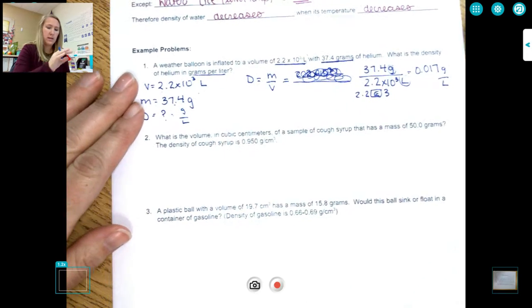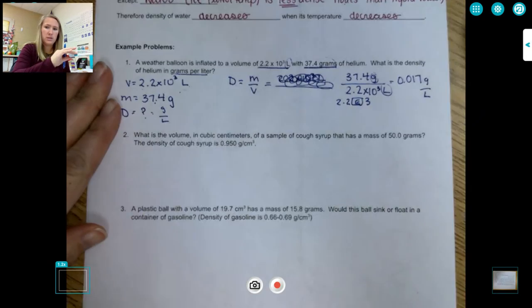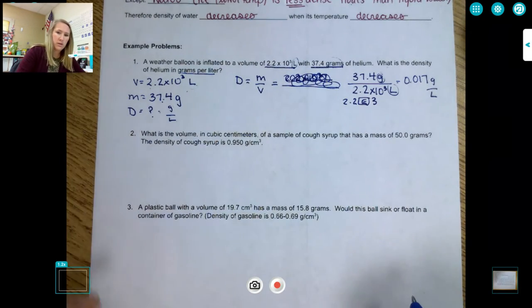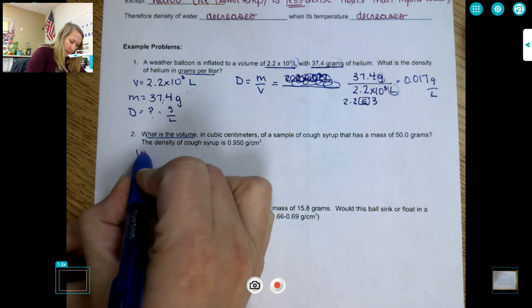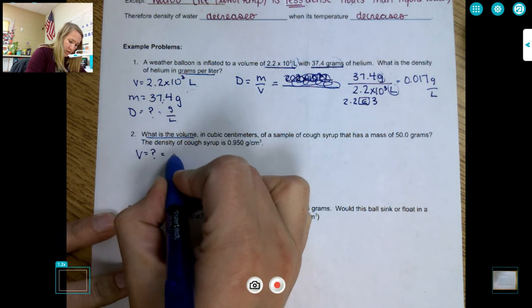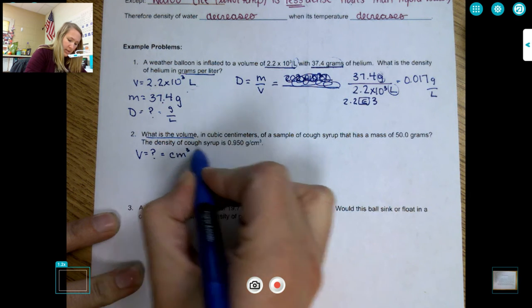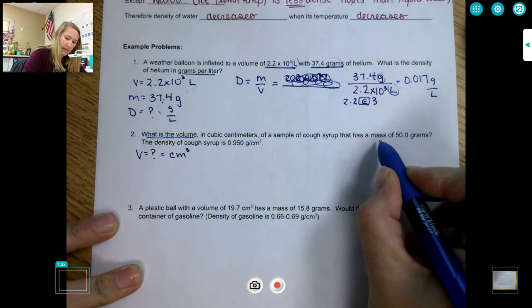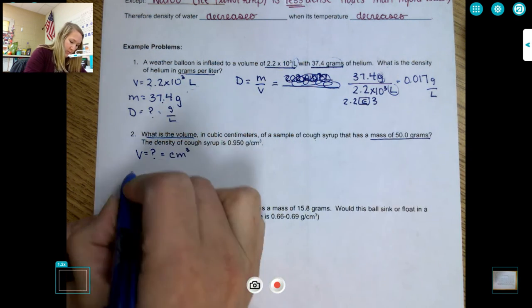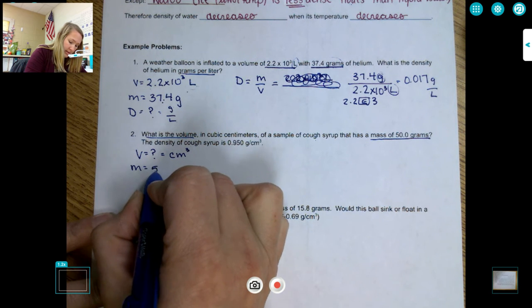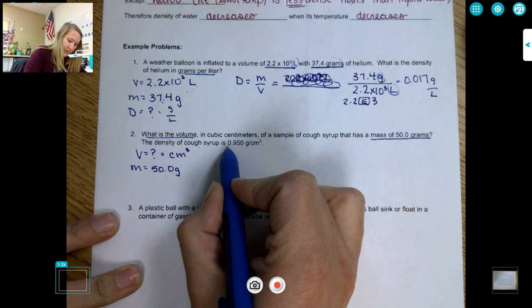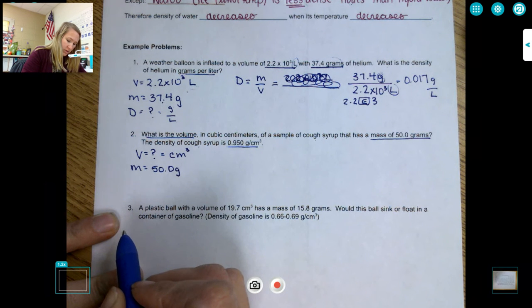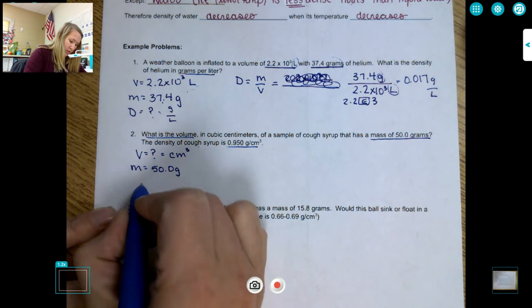Okay, let's go ahead and do our next question. What is the volume in cubic centimeters? So that's what I'm looking for. So volume, and my units are centimeters cubed, of a sample of cough syrup that has a mass of 50 grams. So my mass, 50.0 grams. And the density of the cough syrup is 0.950 grams per centimeter cubed.